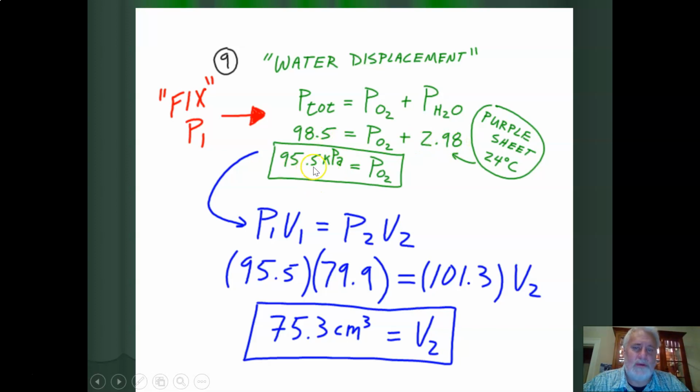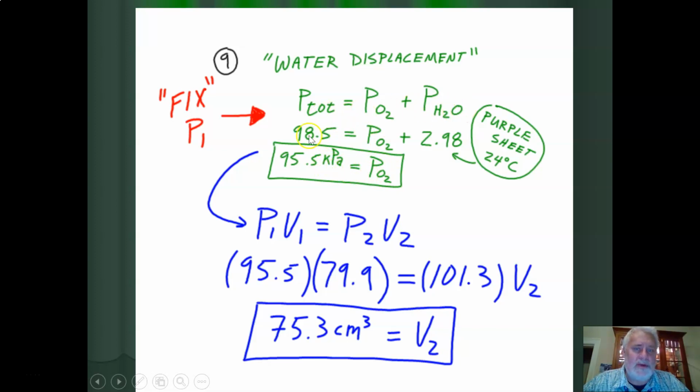Since this has 1 place to the right, your answer can have 1 place to the right. So when my calculator says 95.52, it's not right. The answer is 95.5, and you just drop that 2 off. And that's kPa. Partial pressure of oxygen equals this.